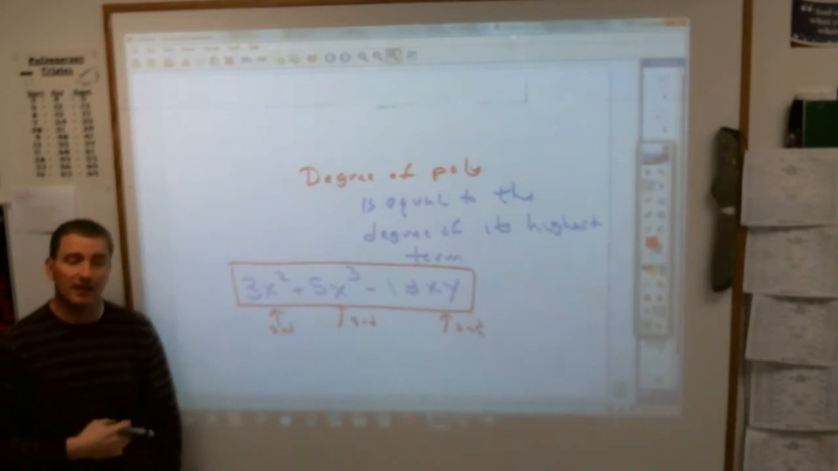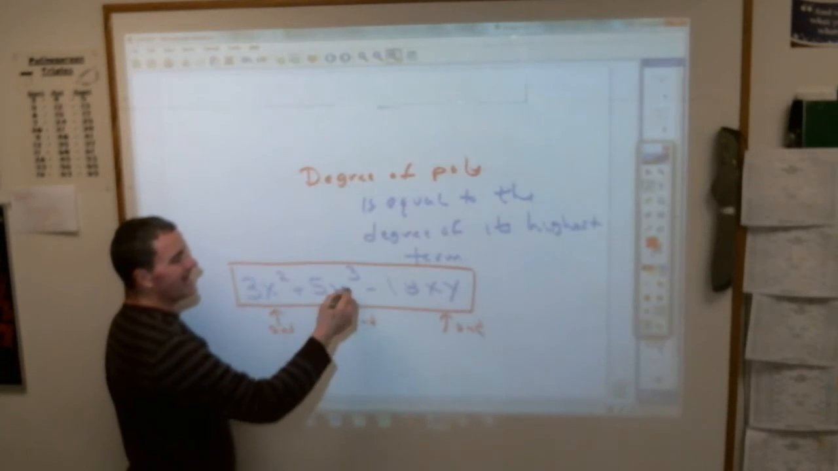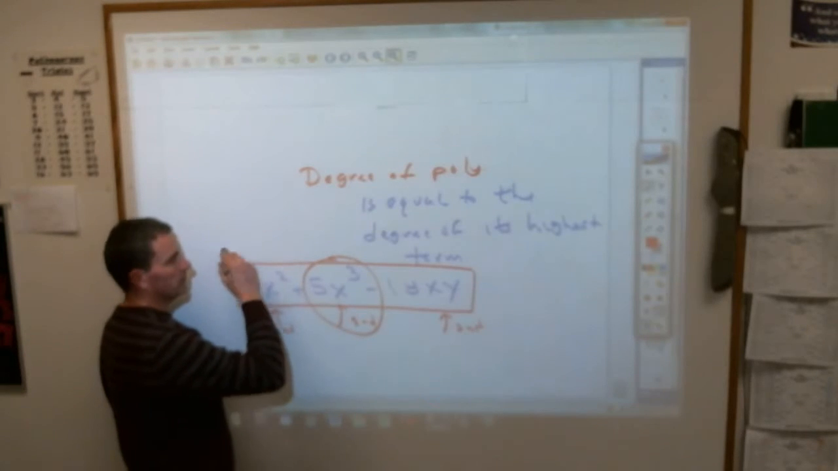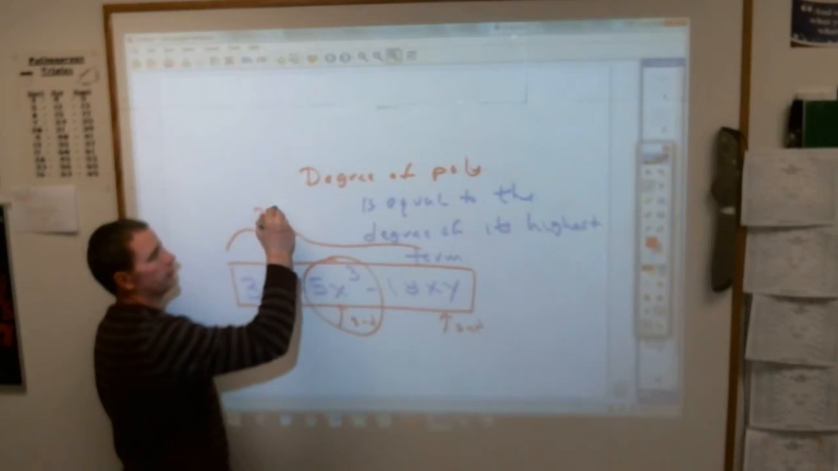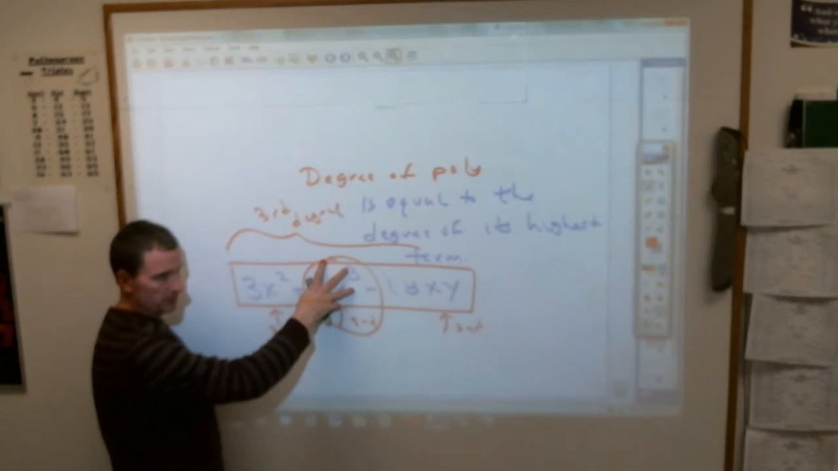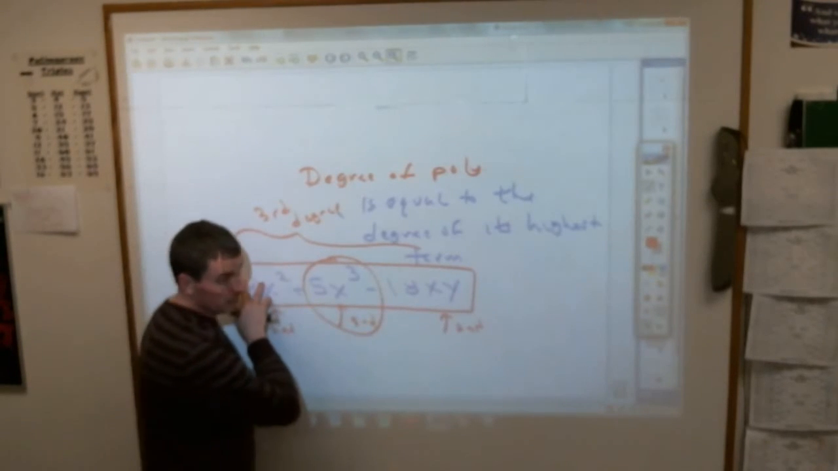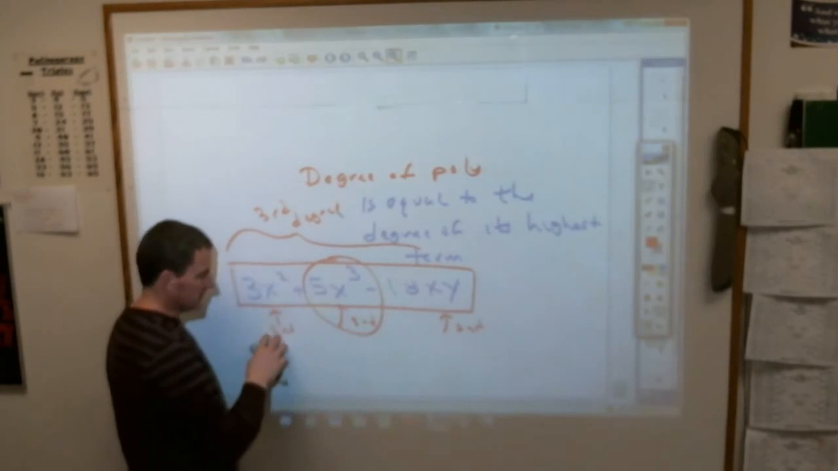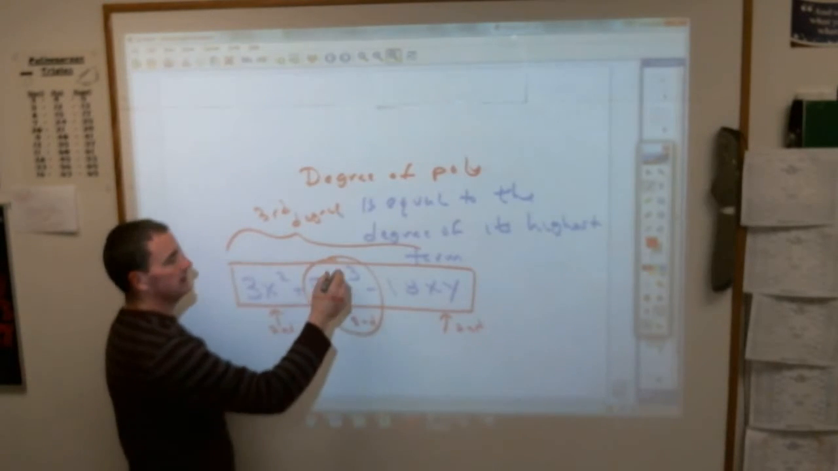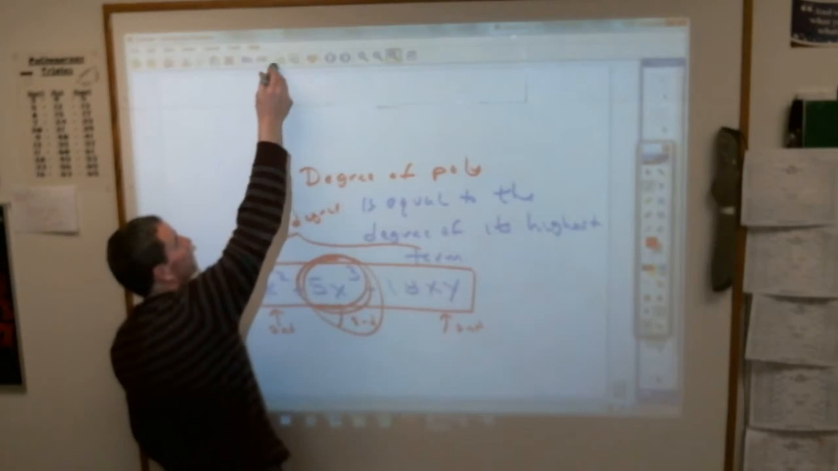The degree of the polynomial is equal to the degree of its highest degree term. When you look at the whole thing, it's a third degree polynomial because the highest term has a degree of 3. Do not add all these degrees together. Don't add second plus third plus second and say it's a 7th degree polynomial. It's not. You look at the highest degree term and that's the degree of the polynomial.